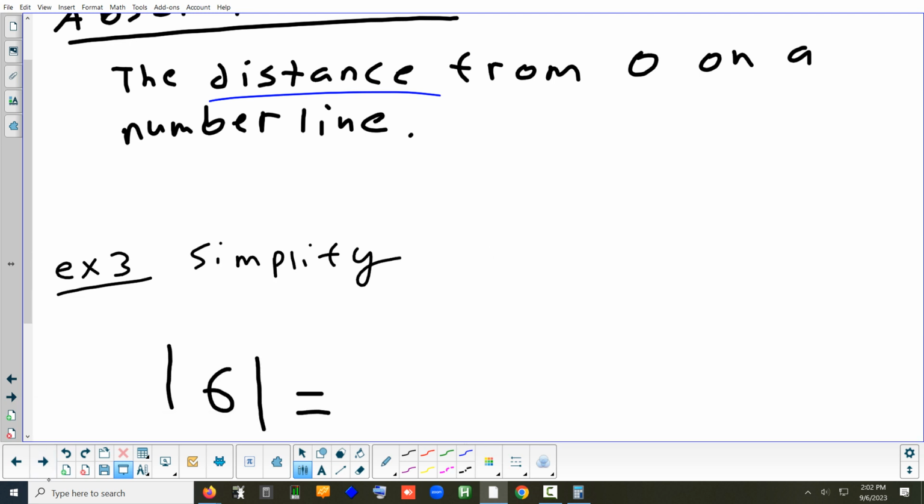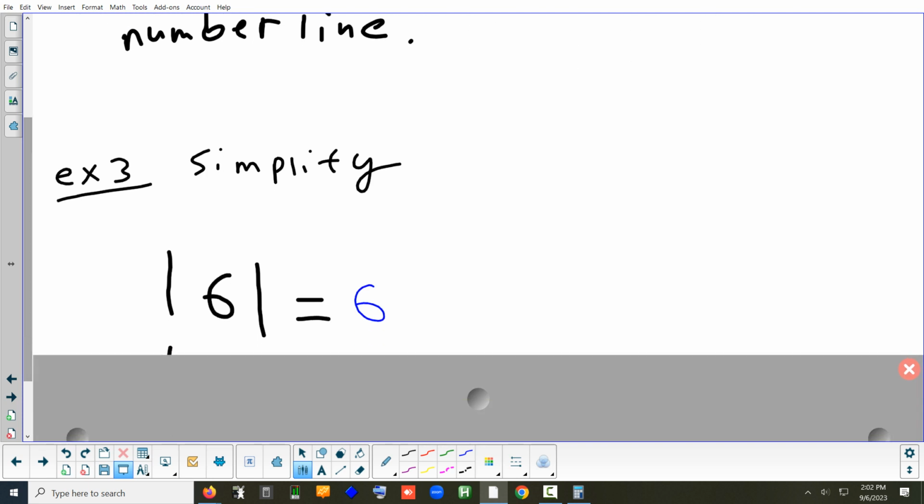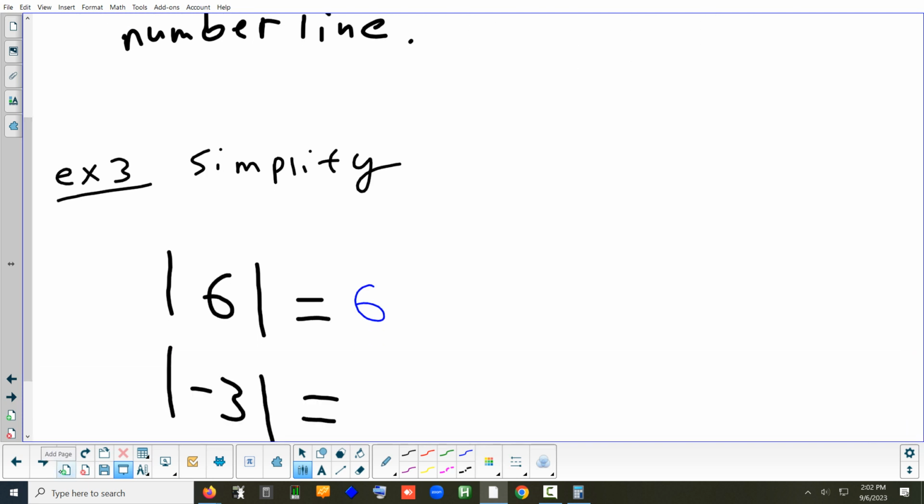So if you had the number 6 on a number line, and I asked you how far away it is from 0, that's like saying what's the absolute value of 6, which is 6. Now the negative, again, that just means it's to the left of the number 0. It doesn't mean the answer is a negative. So what's the absolute value of negative 3? 3. Okay, and that's how you find how far away something is from 0.